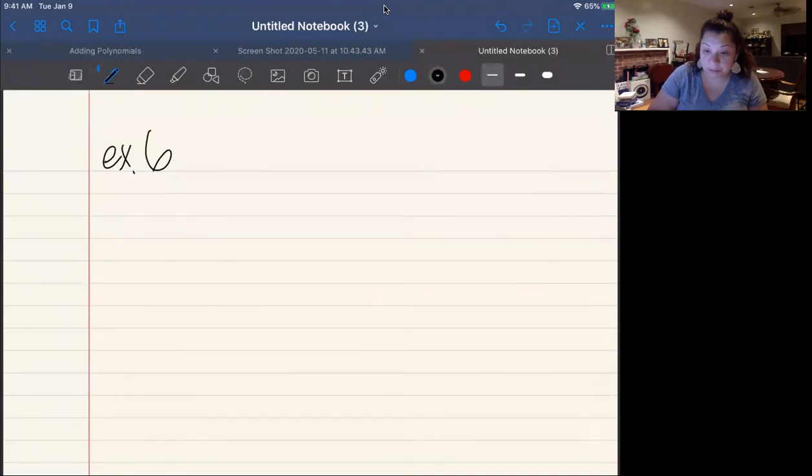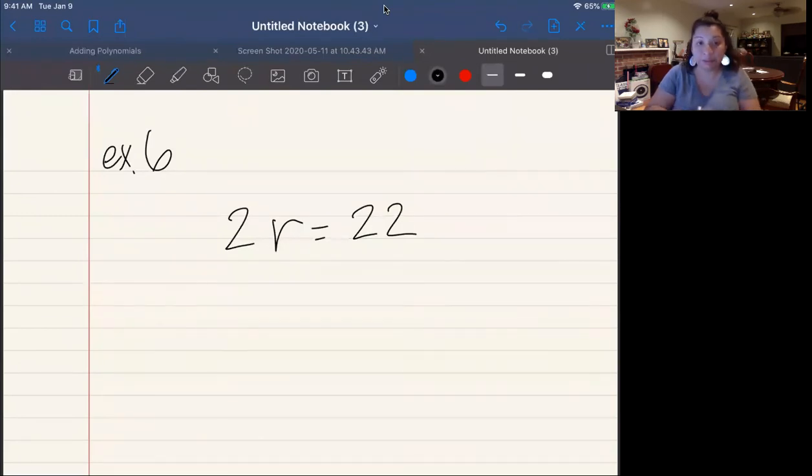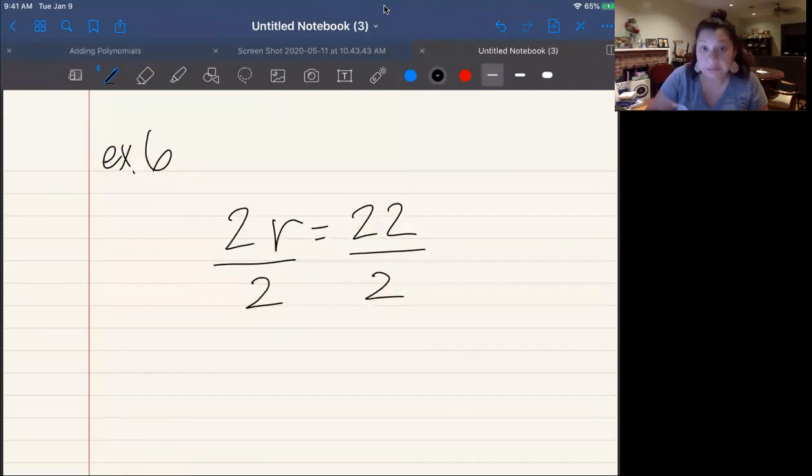All right. We have 2r equals 22. Like I told you earlier, when these two numbers are together, the 2 and the r, you're multiplying them. The inverse operation of that is dividing. So we're going to divide both sides by the number 2 to get the r, which is a variable, by itself. They're going to cancel out, right? R is left by itself. And 22 divided by 2 is 11.